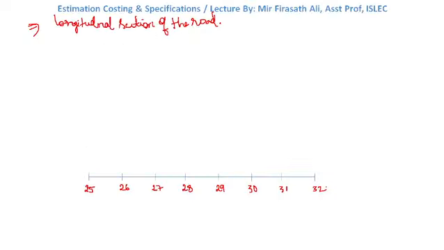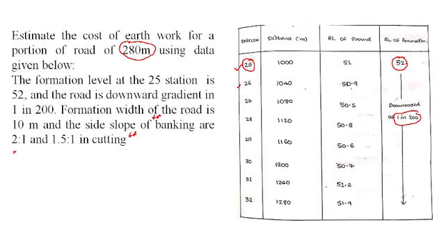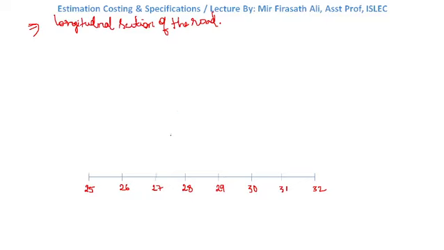Okay, we have written this, and after this the reduced level of the ground is also given to us. At the 25th station, what is the reduced level of the ground? If you look over here at 25, the reduced level of the ground is 51. So we need to mark this 51 at the 25th station. At the 25th station I am marking one point, which is nothing but 51.0.